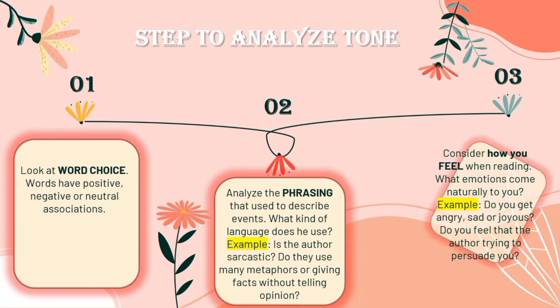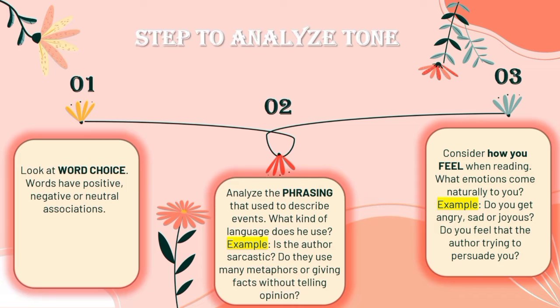The third step is to consider how you feel when reading. What emotions come naturally to you? For example, do you get angry, sad, or joyous? Do you feel that the author is trying to persuade you?